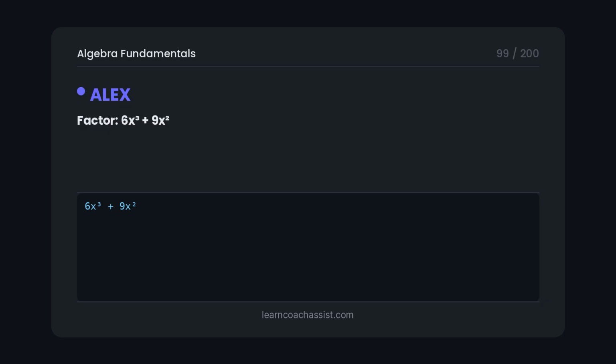Factor 6x^3 + 9x^2. The GCF is 3x^2. Factor it out: 3x^2(2x + 3).